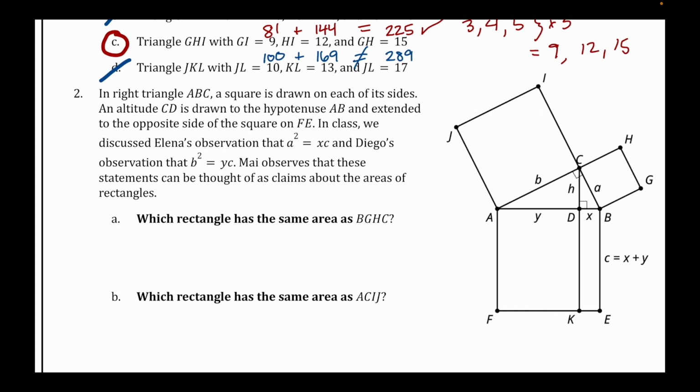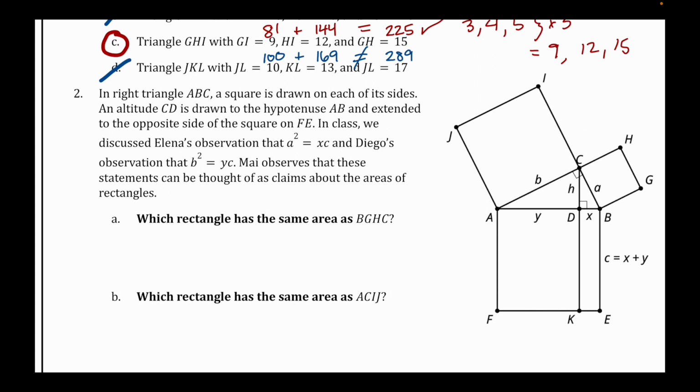And extended to the opposite side of the square on FE. So that's what they're talking about right here. They're saying, hey, there's an altitude, but then they're bringing it all the way down to the bottom of this square. So in the lesson in class, we discussed the observation that Elena observed that a squared is equal to x times c, and b squared is equal to y times c.